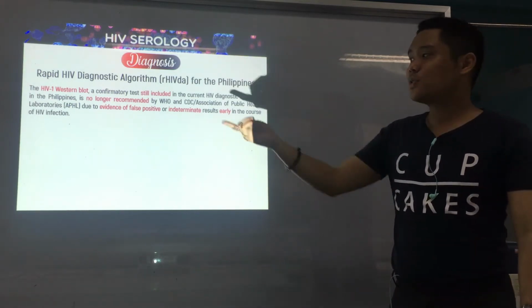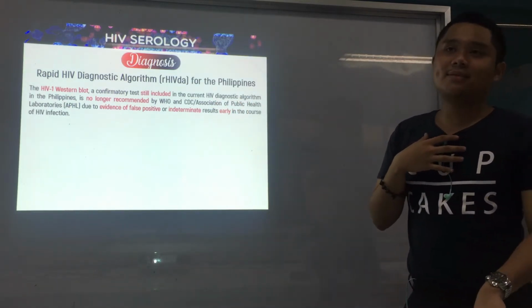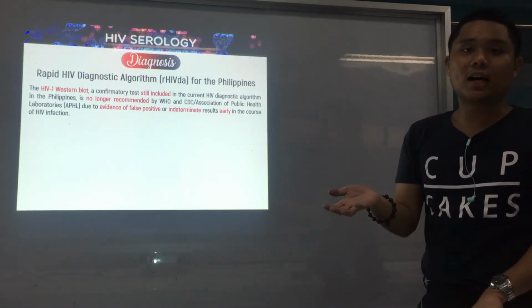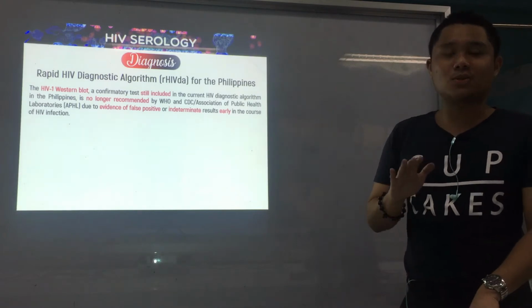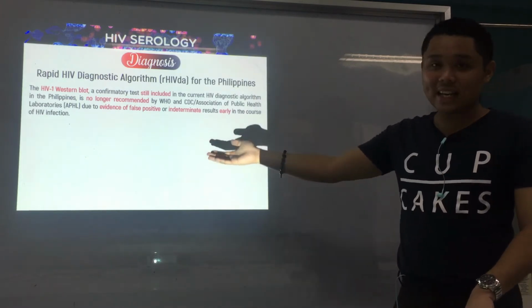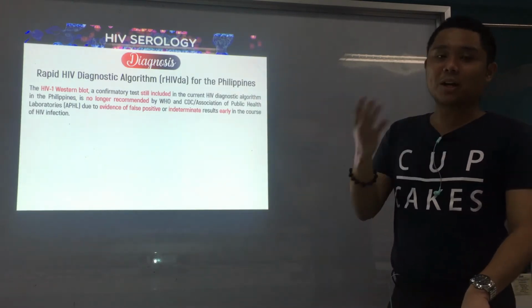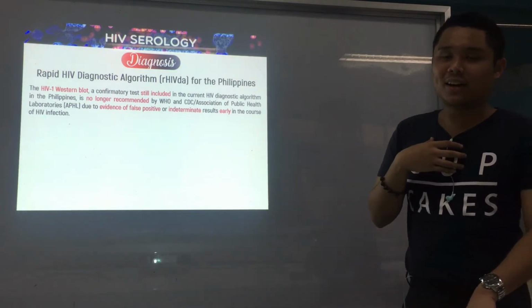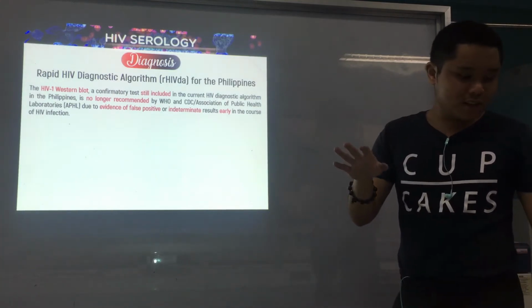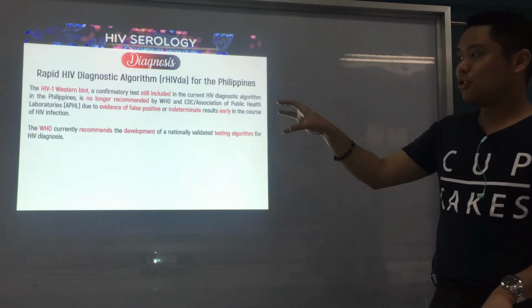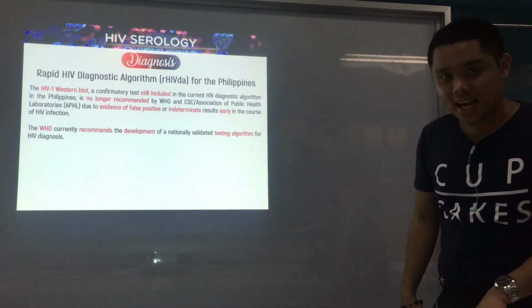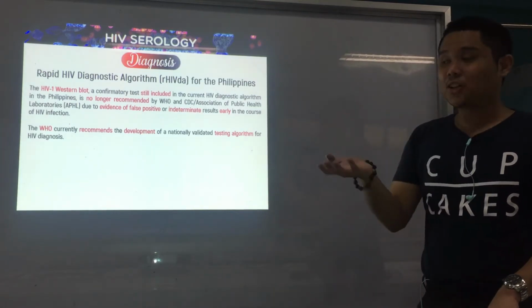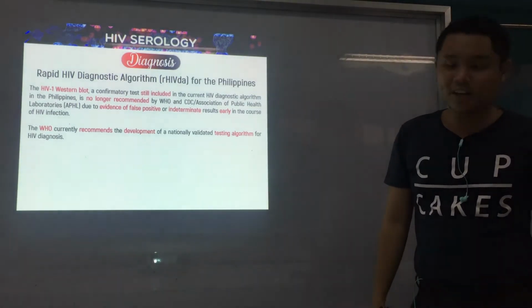And that's false positive. Meaning, the person may not yet have HIV but tests positive, so they might be treated unnecessarily. And especially indeterminate results, where the result isn't clear but the person may have an infection. So, because of those reasons, the WHO recommends the development of an RHIVDA, or Rapid Diagnostic Testing Algorithm, for the diagnosis of HIV.